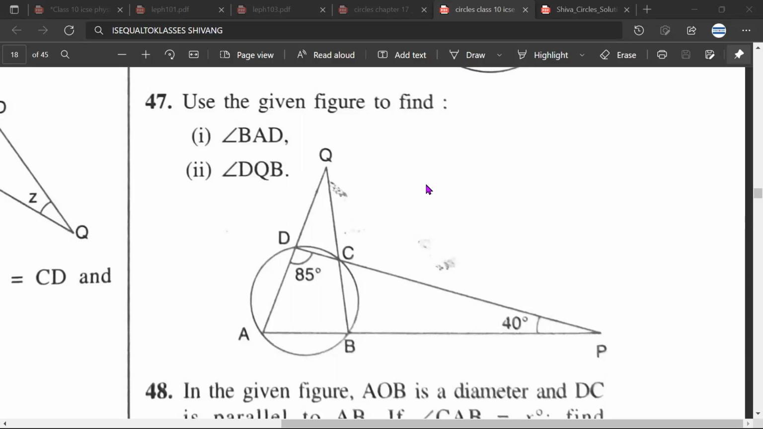Which is about circles, class 10. Let us look at this question. Use the given figure to find BAD.